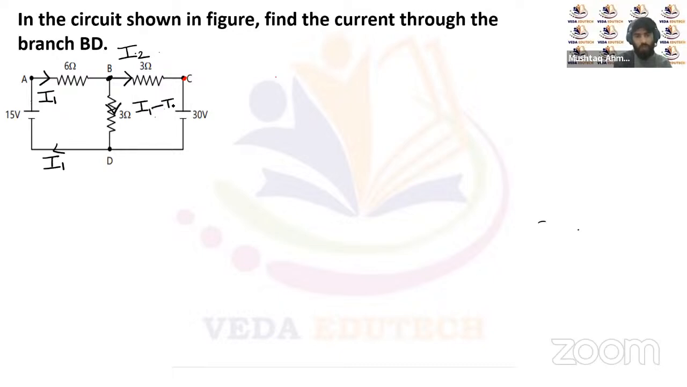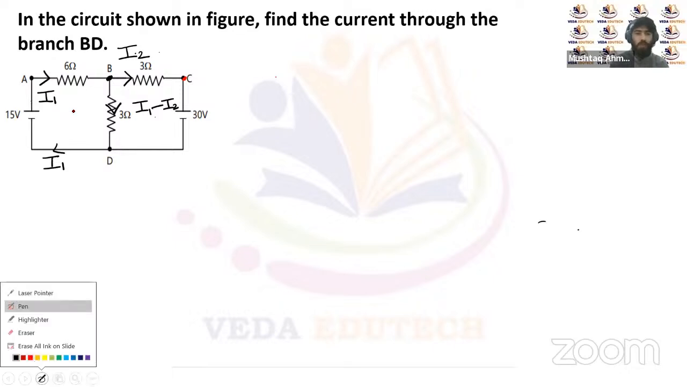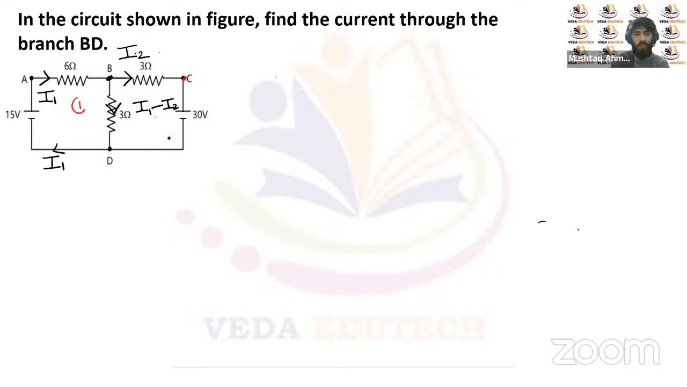That has to flow through this 3 ohm resistor. Now we have two loops here. This is loop 1 and this is loop 2. Let's apply the KVL in the clockwise direction in both the loops. So we can just apply KVL at loop 1.